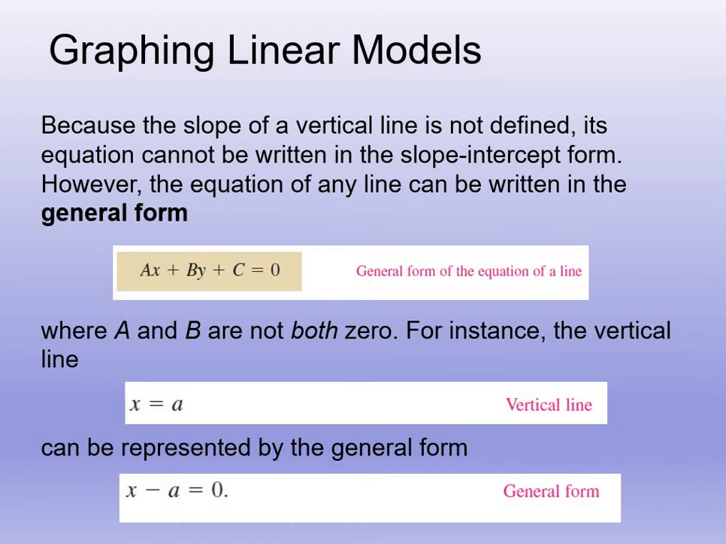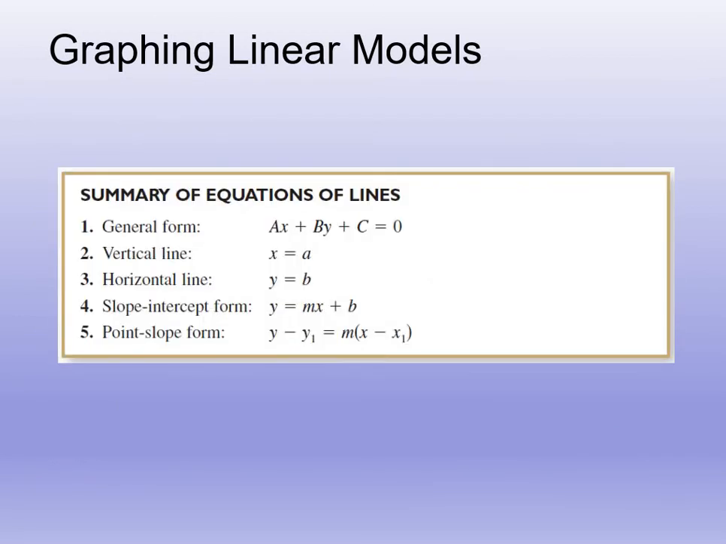So if we take the summary of equations of lines, we can look at the general form. We know the equation of a vertical line is x equals a, a horizontal line is y equals b, slope-intercept form is y equals mx plus b, and point-slope form is y minus y1 equals m times x minus x1. All very important stuff that we're going to be using throughout calculus that we need to make sure the fundamentals are solid for.